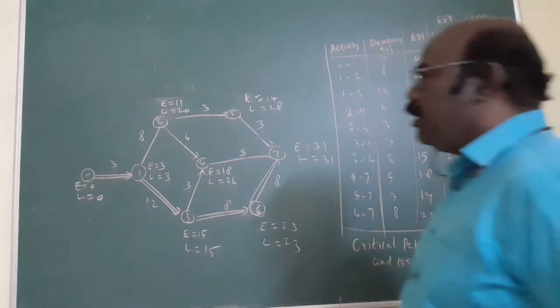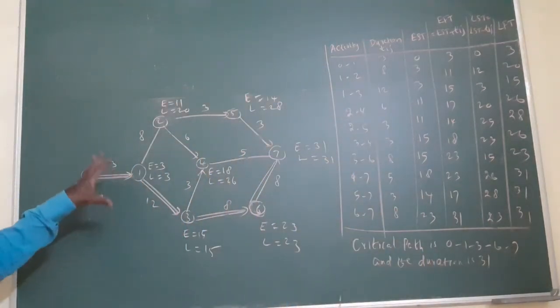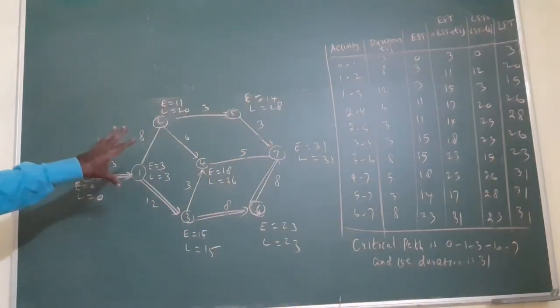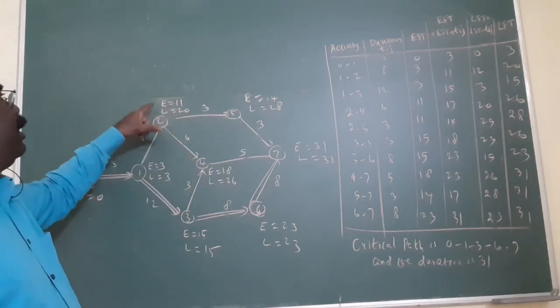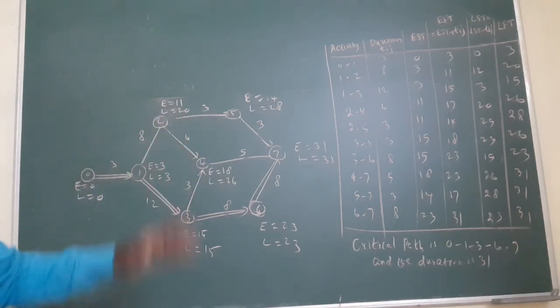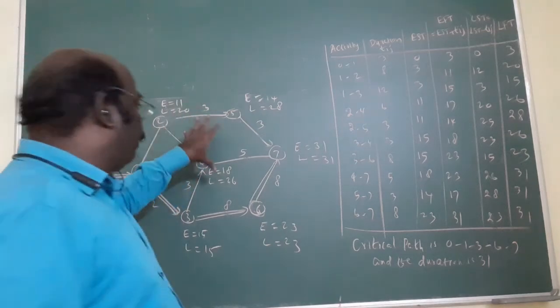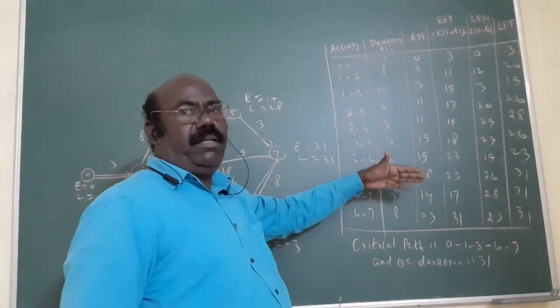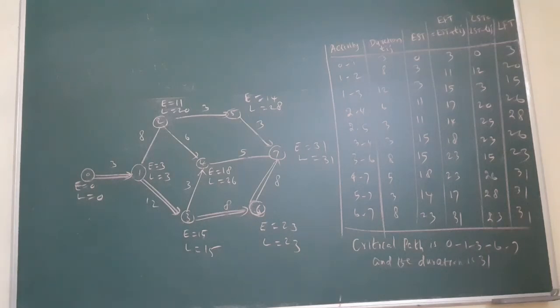Some lengthy calculation, but first understand the concept. From the question, draw the network, complete the numbers in terms of E and L. E means the earliest starting time, L is the latest starting time. In this way, complete the network, then from the diagram, complete the table, the right answer. This is the concept. That's all.